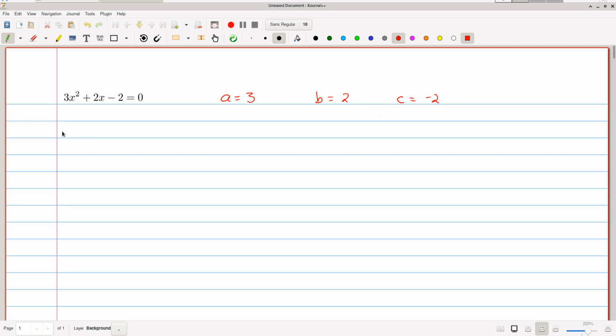Now we're going to plug all these into the quadratic formula, which is x equals negative b plus or minus the square root of b squared minus 4ac, all divided by 2a. So plugging in the numbers that we have, this is negative b, so negative 2, plus or minus the square root of b squared, so 2 squared, minus 4 times a times c. And this is all divided by 2 times a.